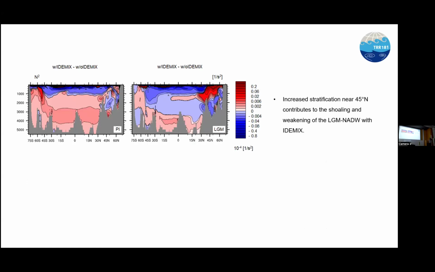As I mentioned, this is actually to represent the same thing. I just wanted to check how the stratification changes between the PI and LGM ocean. Again, I'm showing the differences. This is again one transect along 30° west. And one thing that grabbed my attention was how the stratification gets stronger here, where we know that deep water formation happens for the North Atlantic deep water. And this might be one of the reasons, at least, that we can correlate why the North Atlantic deep water got weaker and shallower.